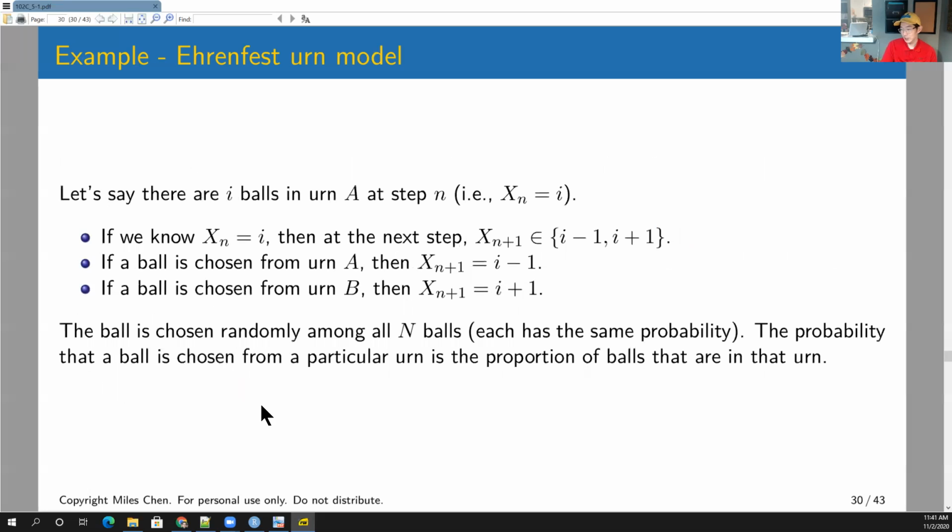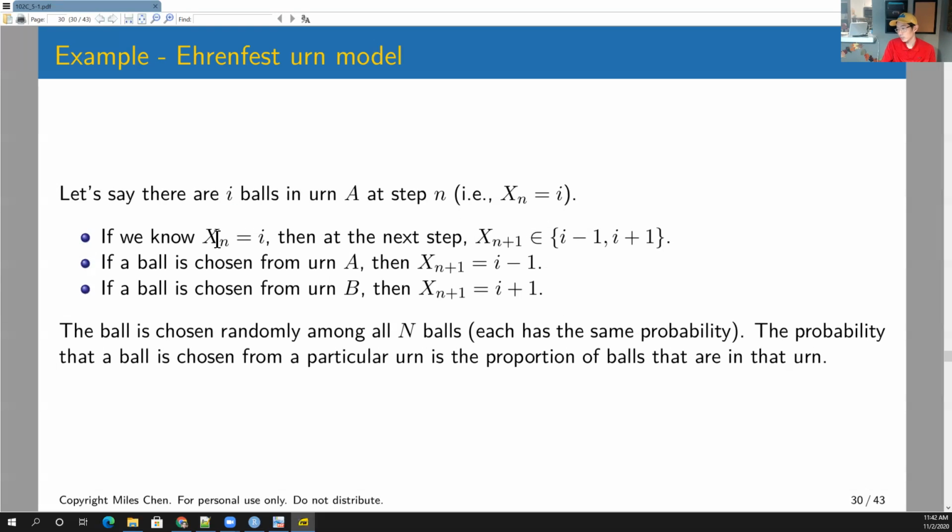So if there's currently i balls in urn A at step n, that is to say x at time n is equal to i. So if there's currently 2 balls in urn A, then at the next step, either we take one of those balls and move it out and we end up with one ball in urn A, or we take a ball from urn B and move it to urn A and we end up with 3. So if you currently have 2, in the next step, you're either going to go down to 1 ball or you're going to end up with 3 balls.